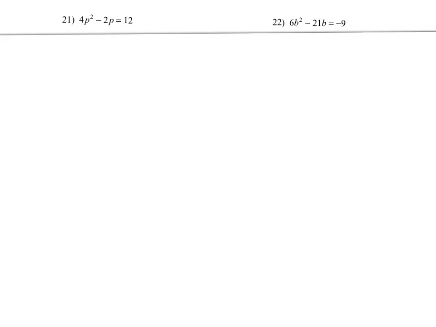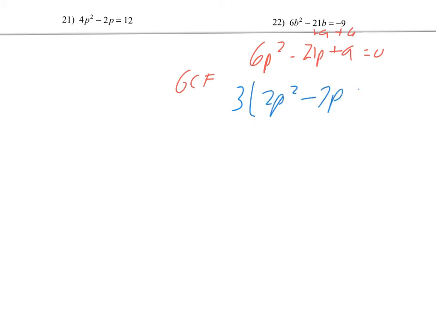All right, next up, number 22. So for this one, I'm going to get one side to 0 first. So I need to add the 9 over. I notice on this one that we have a GCF, and so I always want to take that out first. It'll make my numbers smaller here. So it's going to be a 3 on this one that they can all divide by. So always watch out for that, especially if the numbers are big. A lot of times that means we have a GCF.